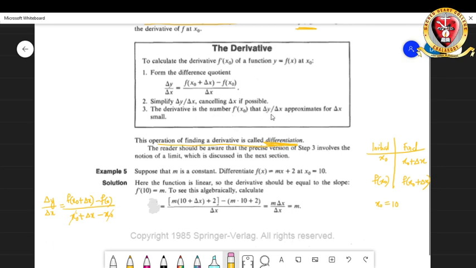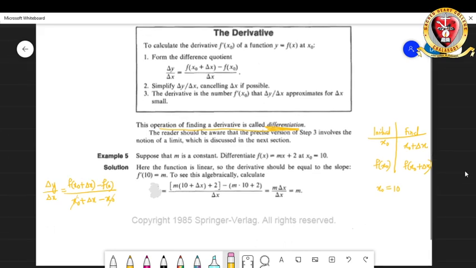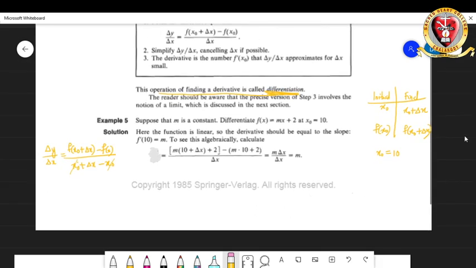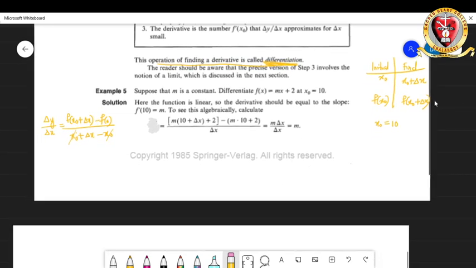And in the third step, we make delta y by delta x approximate to a value when this delta x is made closer to 0. And this operation of finding a derivative is called differentiation. Okay. Now let's move into example 5.